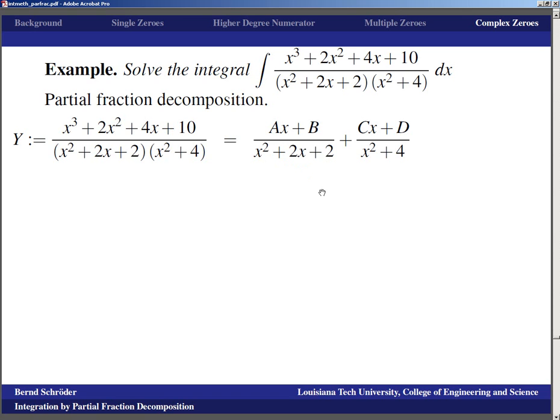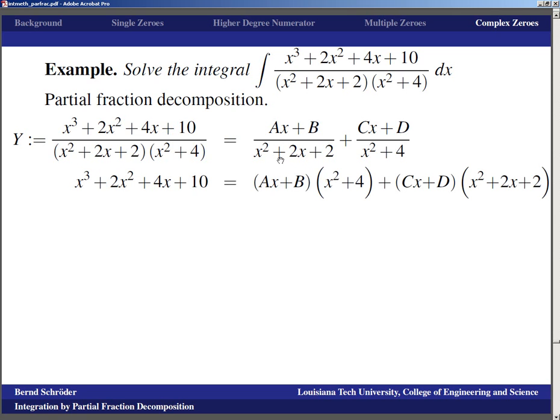Alright, now the usual thing, we multiply with the denominator, which on the left side keeps us, of course, just with the numerator. On the right-hand side, well, the x squared plus 2x plus 2 will cancel here, and we get ax plus b times x squared plus 4. For the second term, the x squared plus 4 cancels, and we keep the x squared plus 2x plus 2 times the cx plus d. And, well, now, all we can do is collect terms.